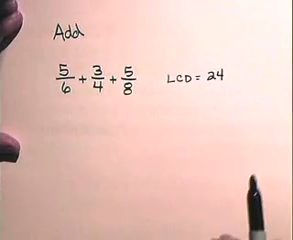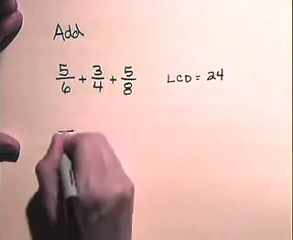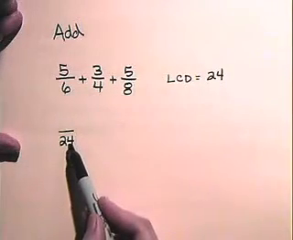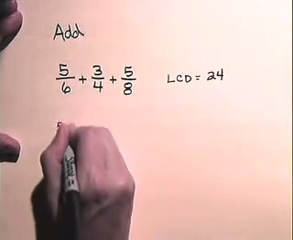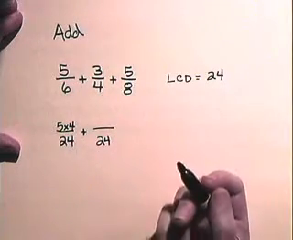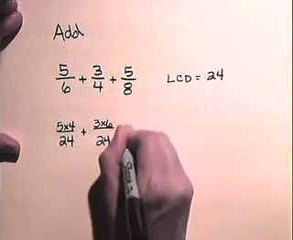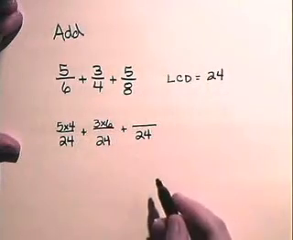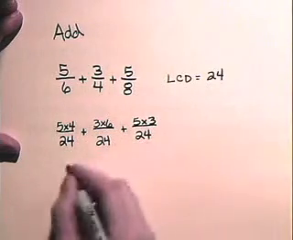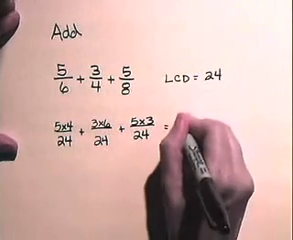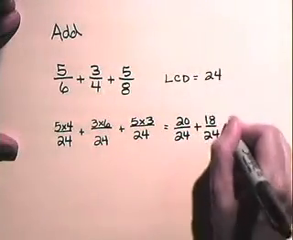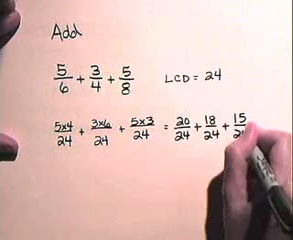So in order to rewrite each fraction using a denominator of 24, we can say 6 divides into 24 4 times, and so this fraction is 5 times 4 over 24. 4 divides into 24 6 times, so this fraction is 3 times 6 over 24. 8 divides into 24 3 times, so this fraction is 5 times 3 over 24. So we have 20 over 24 plus 18 over 24 plus 15 over 24.